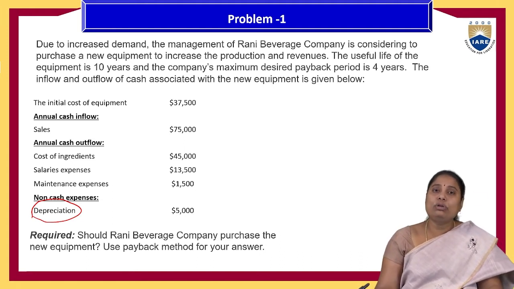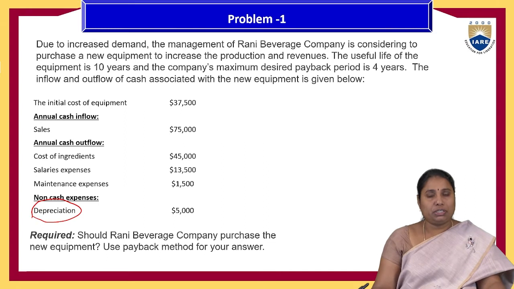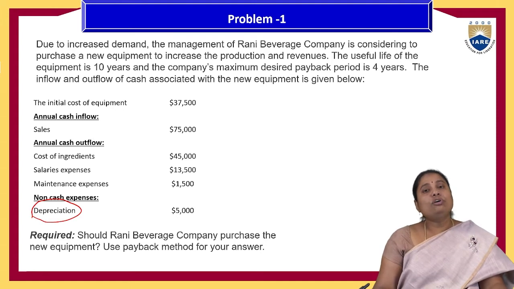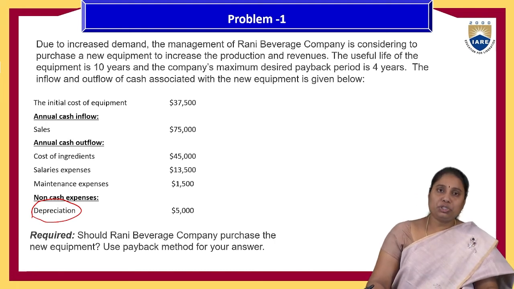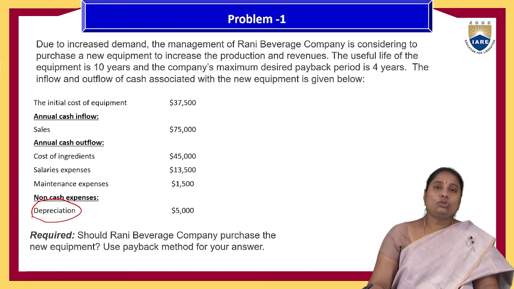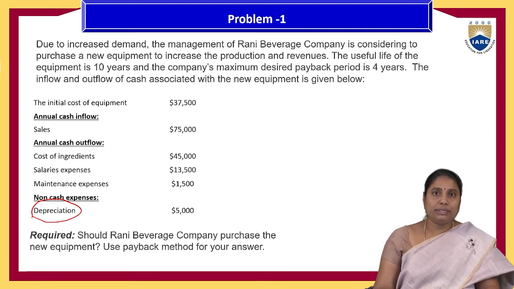Then you might have the doubt, madam, if the value increases, what will it be called? Then it will be called appreciation. But in organizations, most fixed assets are expected to have appreciation, and non-fixed assets are expected to have depreciation only.